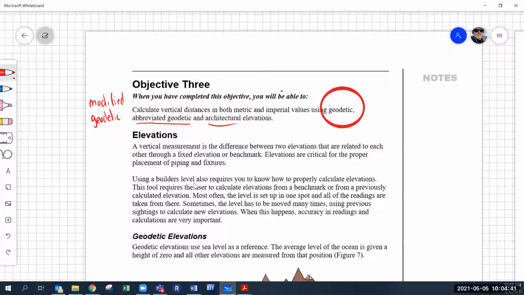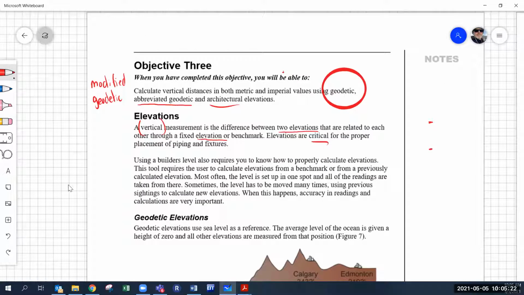So elevations. An elevation is a vertical measurement, and it's the difference between these two that are called elevations. And they're related to each other through a fixed elevation, and we want to know the distance in between those points, okay? And this is critical, man. This is critical for proper placement of pipe and fixtures and systems and a lot of different things. So this is why this is important. And in this year, we decided to add a lot of stuff on elevations.